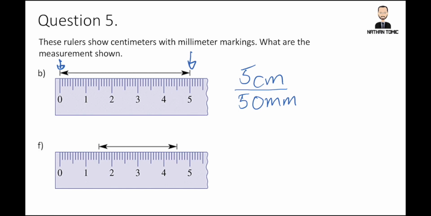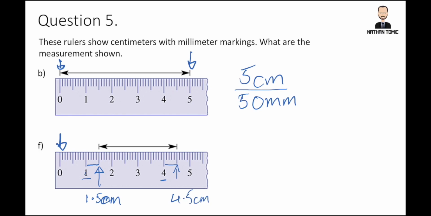For F, it's not starting at the 0 marker. It's actually starting at this marker here, which if we have a look is 1 centimeter and 5 millimeters. So it's starting at 1.5 centimeters. And it's coming up here to this point, which is 4 centimeters and another half, or 5 millimeters. So it's coming up to 4.5 centimeters.